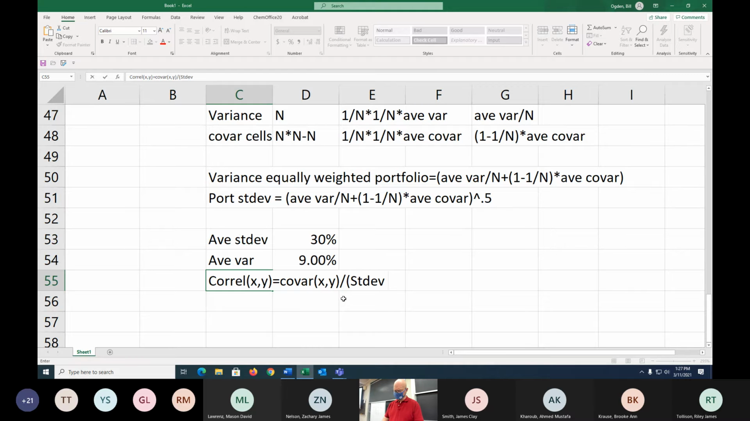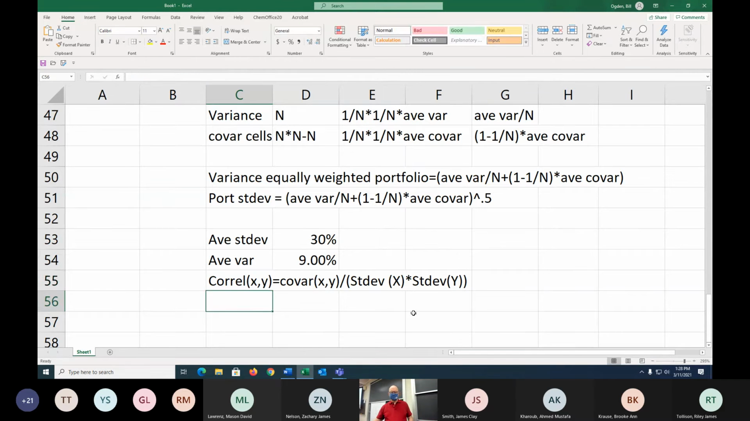Standard deviation of X times the standard deviation of Y. Do we have to close that? Yes, we do. That's what they're going to give you. They're going to give you the correlation.